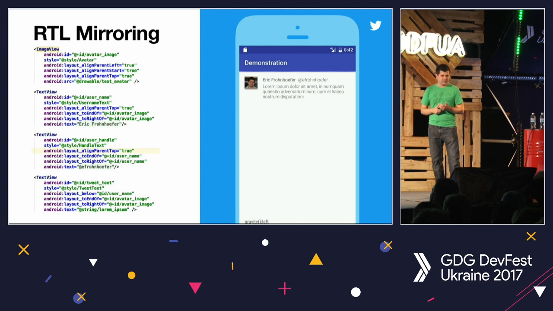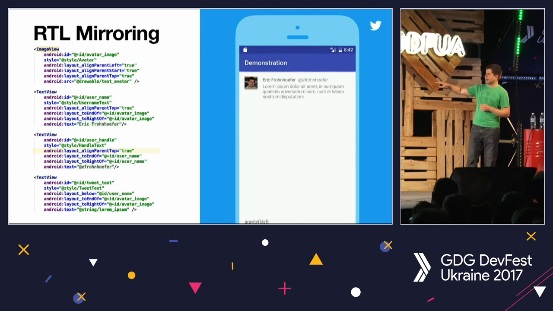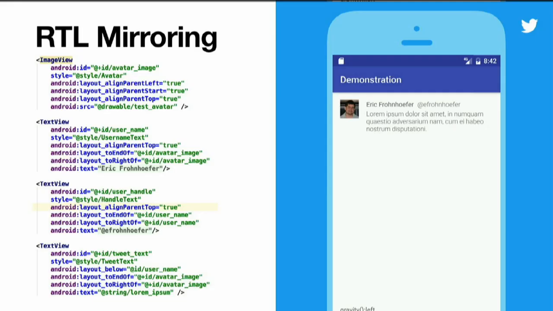And then what we can do is define these layouts. Instead of "left" you could do "end of." In left-to-right, the start is the left side of the screen and the end is the right side. But in RTL mode, the start is at the right side of the screen and the end is at the left side.